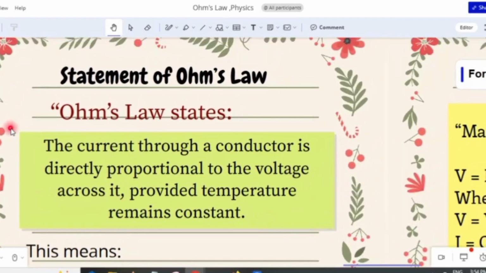Ohm's law states that the current through a conductor is directly proportional to the voltage across it, provided temperature remains constant. Temperature and all physical conditions should remain constant. Why? Because temperature is directly linked to resistance. When we increase temperature, resistance also increases. Atoms of the element get excited at higher temperature, and that's why they oppose the flow of current.